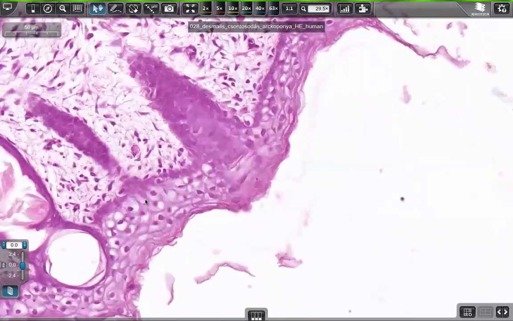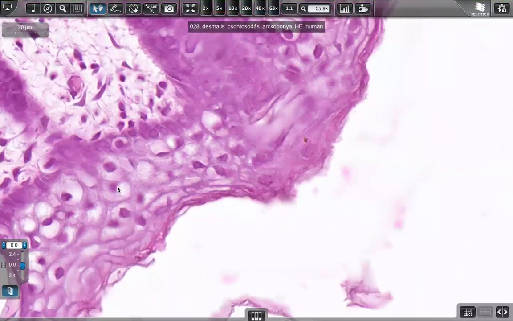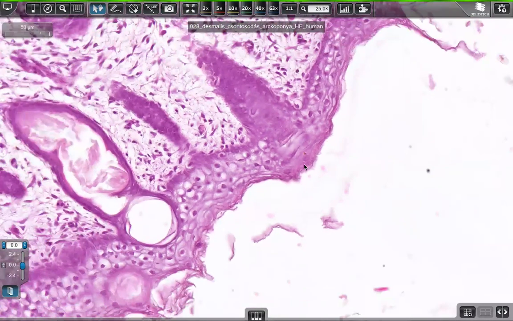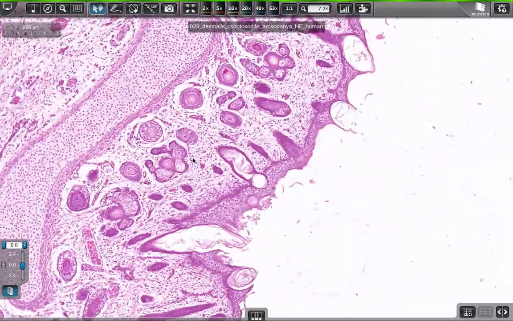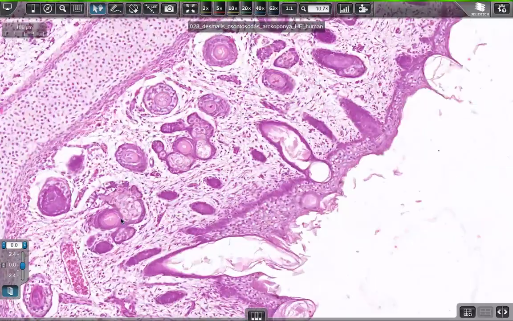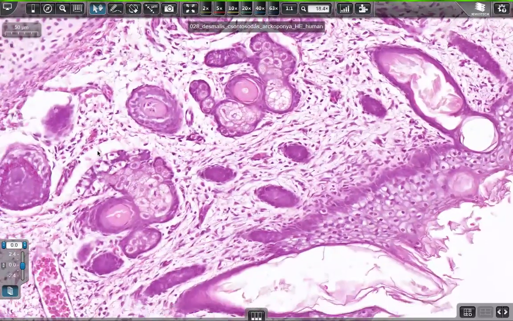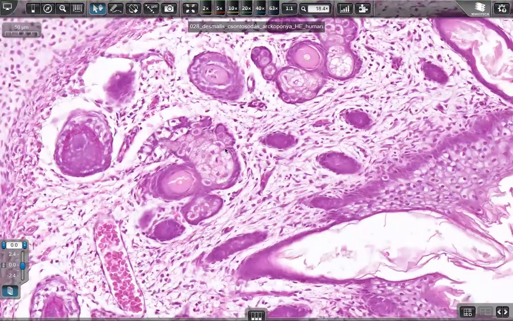So what we can see, the stratum basale, stratum spinosum, and here we cannot see beautifully the corneum and the granulosum. But what we can see are these structures associated to the hair follicles, the holocrine glands. You remember the sebaceous glands secreting sebum.